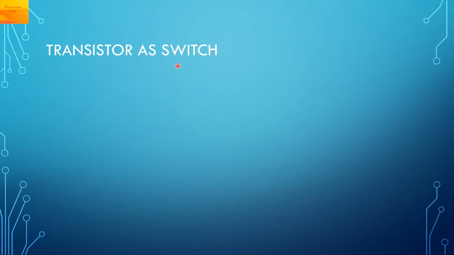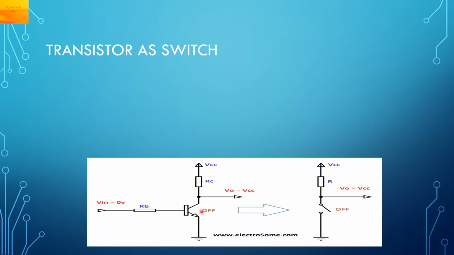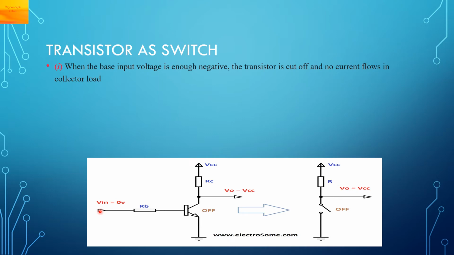Transistor as a switch. In this diagram, you can see this transistor. This is the collector resistor RC and this is the base resistor RB, and you are applying a voltage of plus VCC. Here you can apply an input voltage to the base. Now when the base input voltage is enough negative, it should be very less or it should be 0, the transistor will not work, it is cut off and no current will flow in the collector load. So hence the voltage at the collector, the output voltage we measure here, will be ideally equal to VCC.